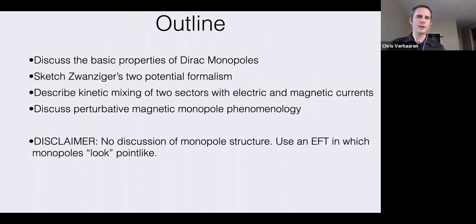Here's what we'll try to do. I'll talk about some very basic properties of monopoles, and I will be talking about Dirac monopoles for all their issues. That's what I'll use to talk about these things. I'll sketch Zwanziger's two-potential formalism, a Lagrangian formalism for talking about both electric and magnetic currents at the same time. With that, we'll be able to talk about the kinetic mixing between two sectors where we can talk about both electric and magnetic currents, which will give us the tools we need to talk about these dark magnetic monopoles and how we might actually detect them, how we might search for them.